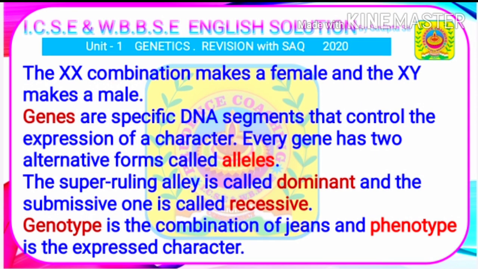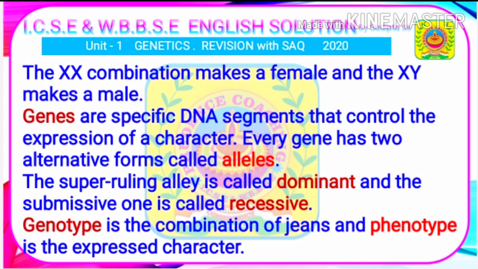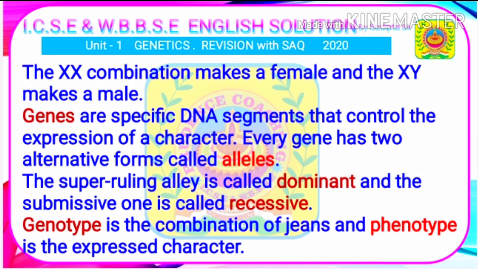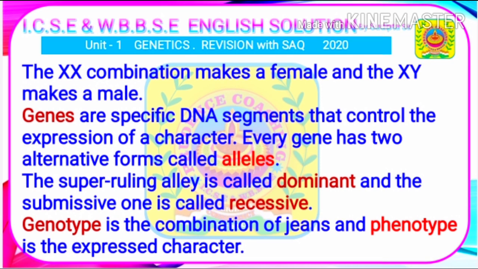Now we will just have a look at the key points of this chapter. The first one is the XX combination makes a female and the XY makes a male. You should take note that the XX must be capital and XY must be capital. That means the same type of chromosomes, XX, is forming a female child and the XY, capital X and capital Y formation, is producing a male child.